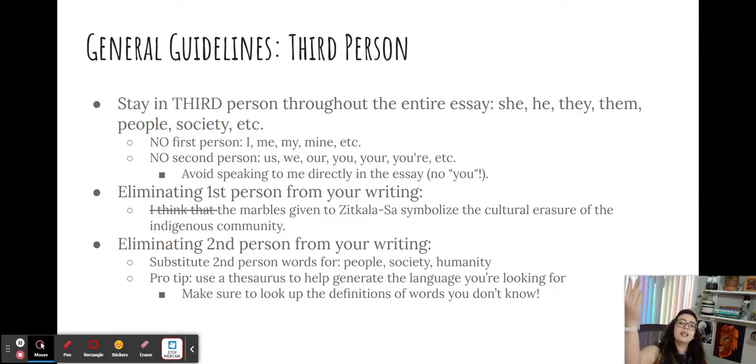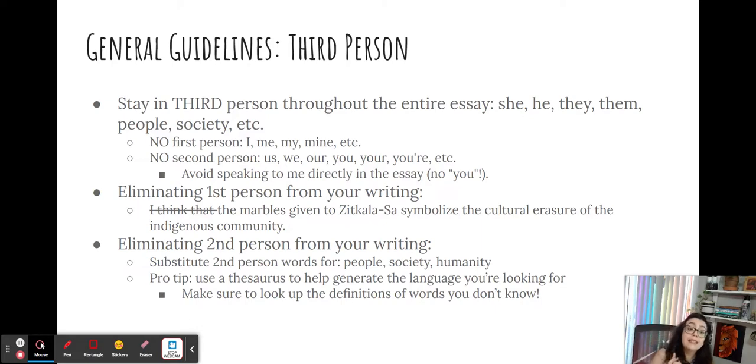And then to eliminate first person from your writing, you can say, for example, I think that the marbles given to Zitkala-Sa symbolize the cultural erasure of the indigenous community. This is your idea, my idea, right? But like, this is your idea. All you got to do is take out the I think that, and that's it. You should be good to go after that.